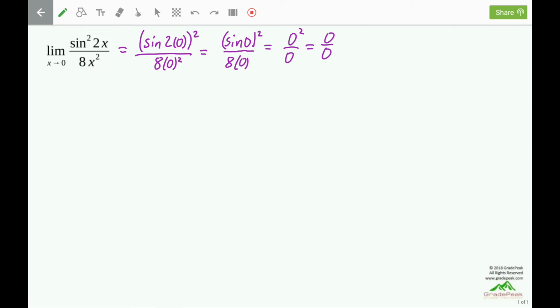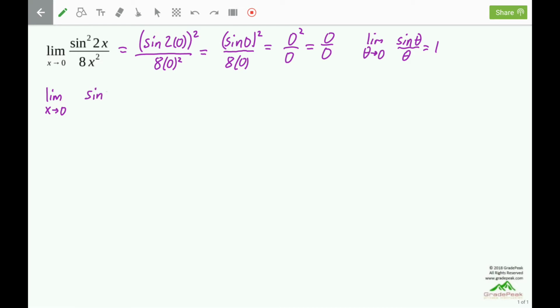Since this is resulting from trig functions together with power functions, we're going to make use of the identity limit as theta goes to 0 of the sine of theta over theta equals 1. Now what we have in this problem is two sines, sine squared of 2x. We're going to isolate those.